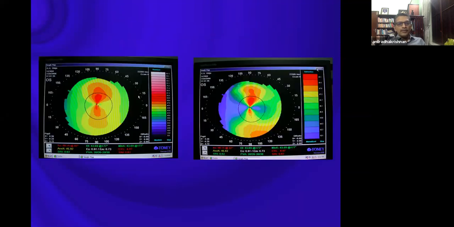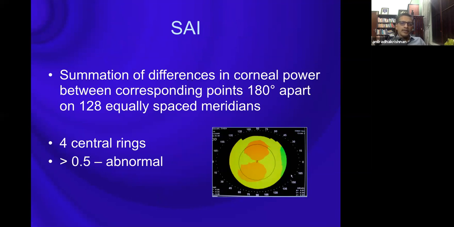This I'm not going into at this point of time. Another 2 points you have to take into consideration. One is the surface asymmetry index, which is basically the summation of the difference in corneal power between corresponding points. Corresponding points means one point here and exactly opposite this point, one point here and one point here. If there is a difference between the corresponding points, that shows that there is some irregularity of the cornea. In a regular astigmatism, it will be normal, but in an irregular astigmatism or an abnormal shape of the cornea, it would be abnormal. This takes into consideration in a Placido based topography only the 4 central rings, and anything more than 0.5 is considered abnormal.